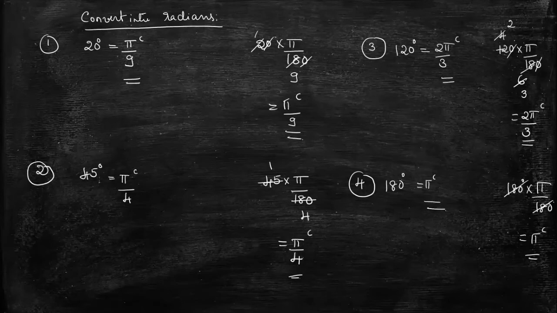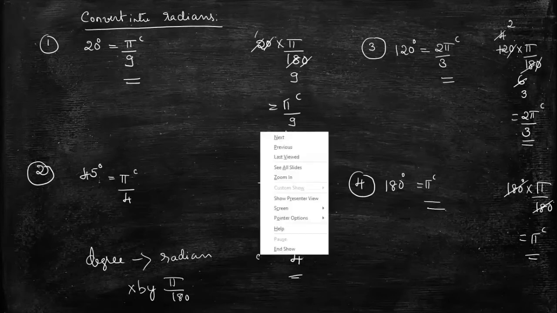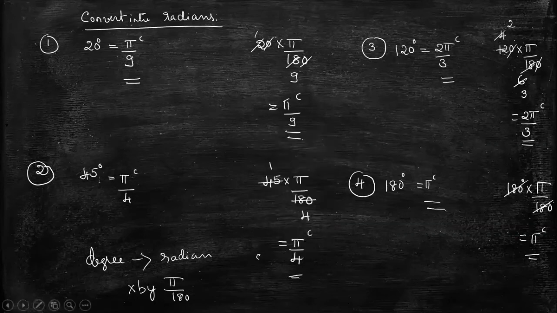Let me repeat it again. To convert degrees into radians, multiply by pi by 180. And the radian symbol is this, a small c, which you should write at the top right.